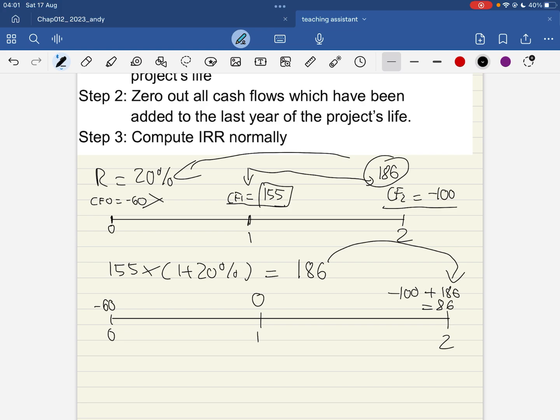Again, we have solved the problem of the unconventional cash flow. Because 0 is not negative and 86 is a positive number, the adjusted cash flow we have only changes the sign once. So we can use the IRR method now to compute and decide whether we should accept or reject the project.